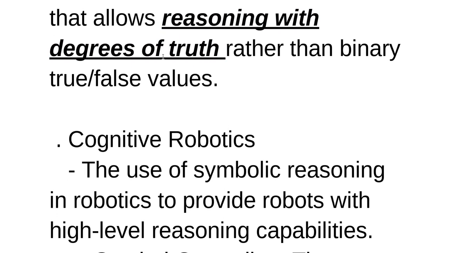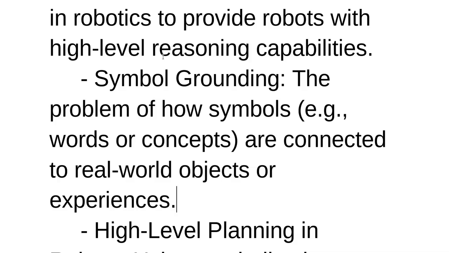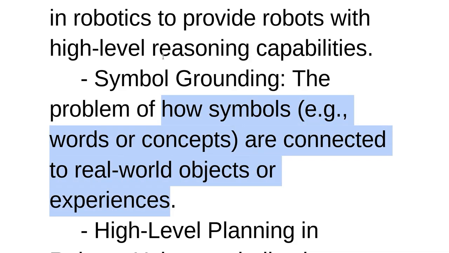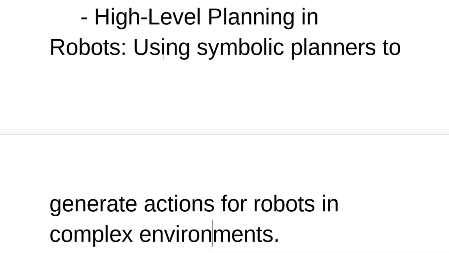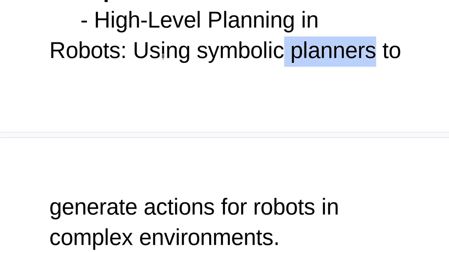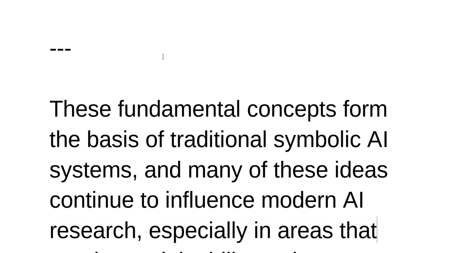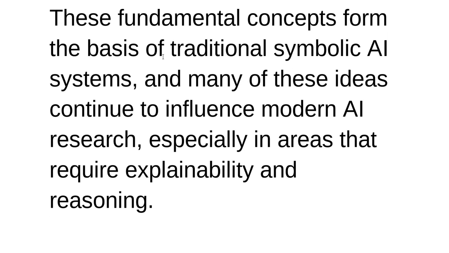Cognitive robotics is the use of symbolic reasoning in robotics to provide robots with high-level reasoning capabilities. Symbolic grounding is the problem of how symbols, words or concepts are connected to real-world objects or experiences. High-level planning in robots uses symbolic planners to generate actions for robots in complex environments. So these fundamental concepts form the basis of traditional symbolic AI systems, and many of these ideas continue to influence modern AI research, especially in areas that require explainability and reasoning.